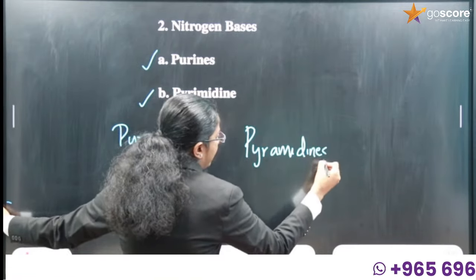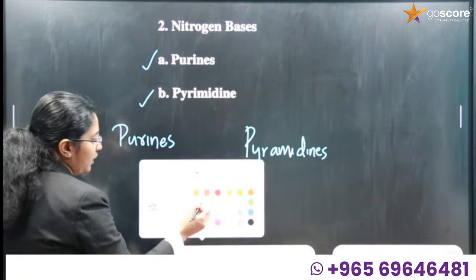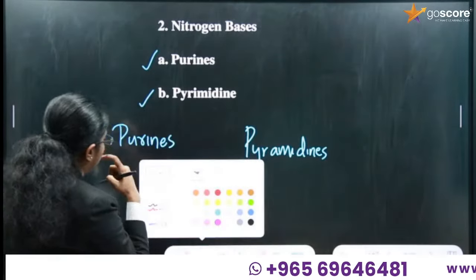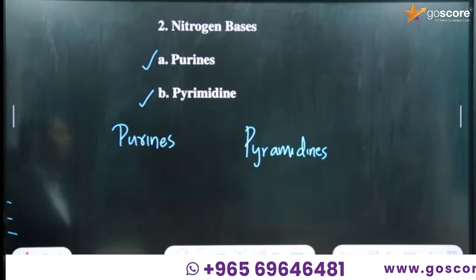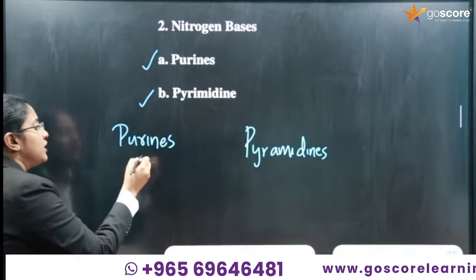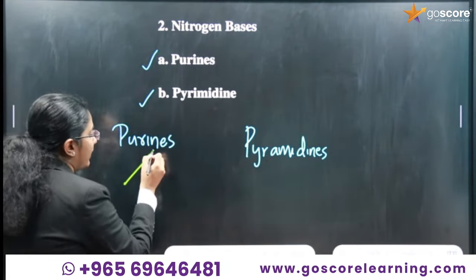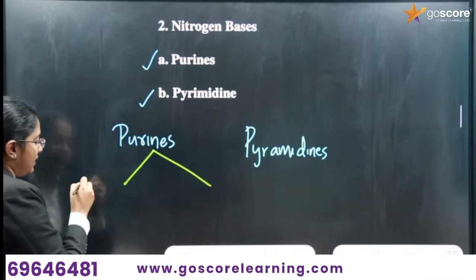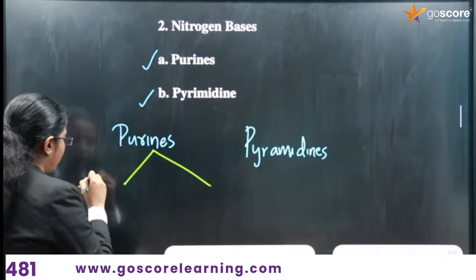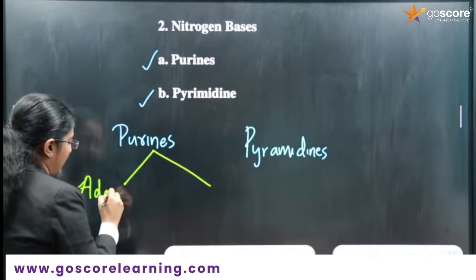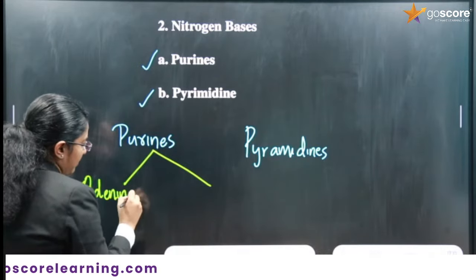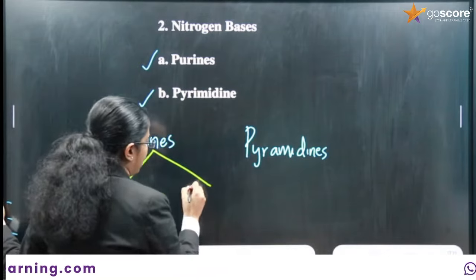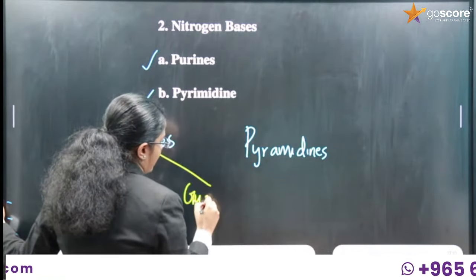Okay, purines and pyrimidines. If you are just considering purines, how can these purines be classified? These purines are again classified into two different nitrogen bases. What are the two? The first one is adenine. The second one is guanine.